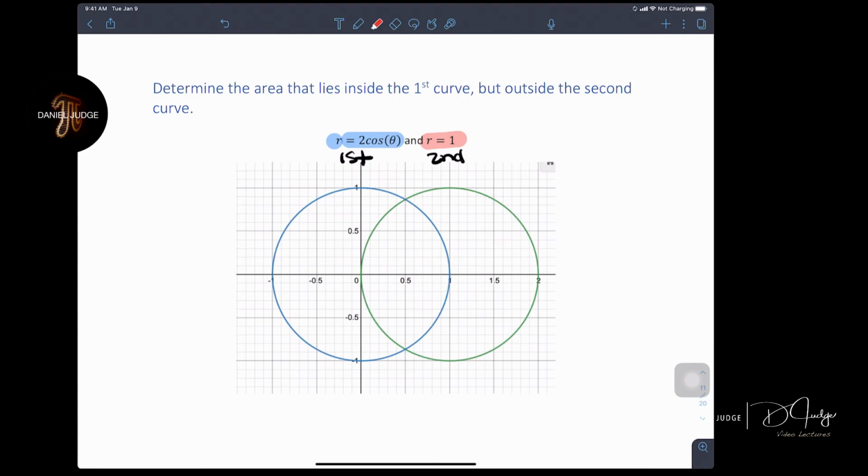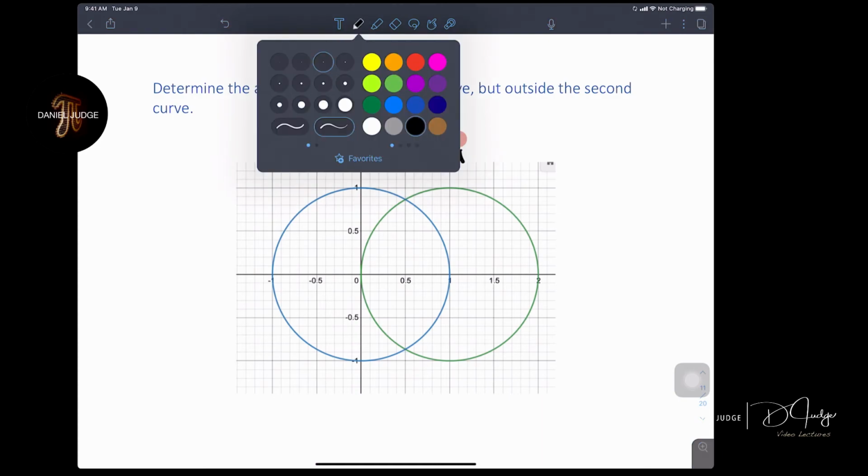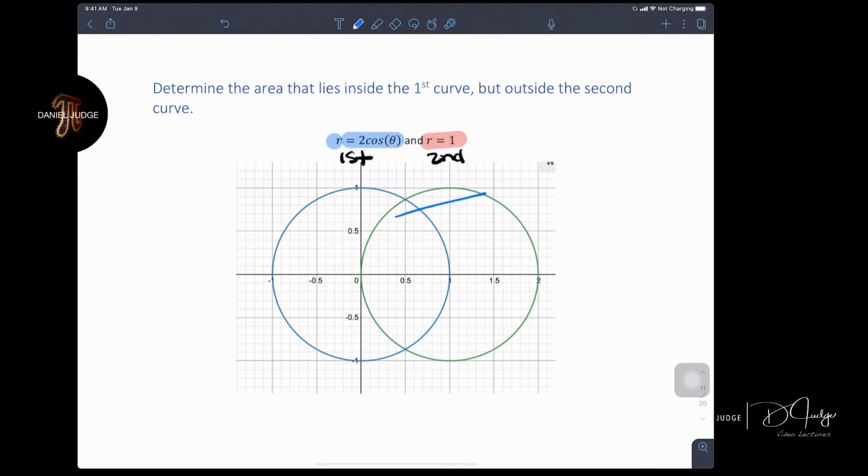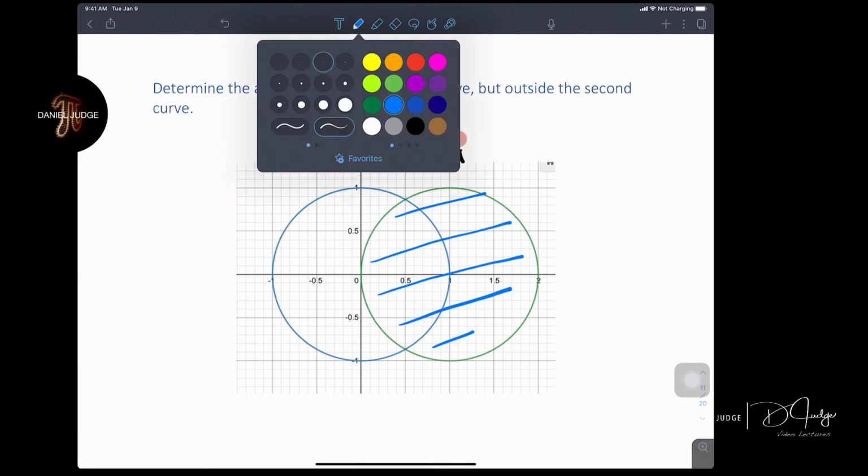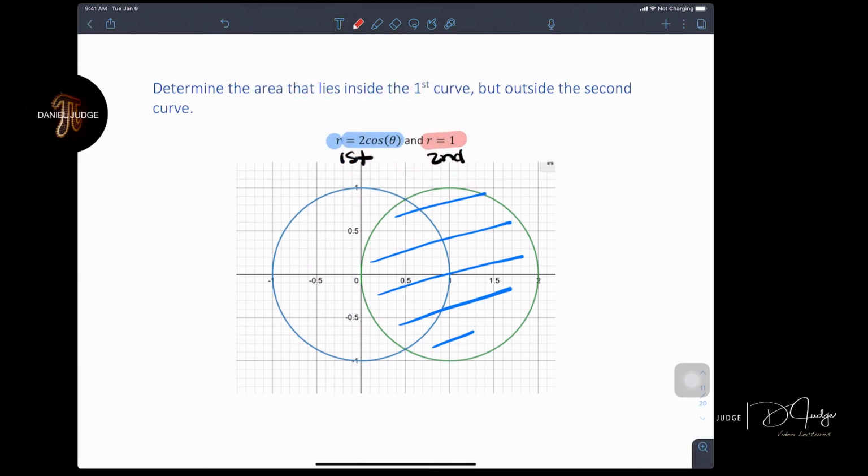The first curve is a circle that is not centered at the origin. The second is a circle that is centered at the origin. So if you're inside the first curve, here's what they're talking about. You're inside the first curve here. So we're going to talk about the area there. But you are outside the second curve. So the second curve is the unit circle centered at the origin. You have to be outside that curve.